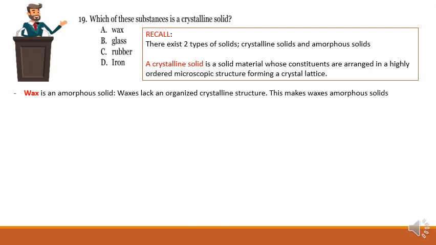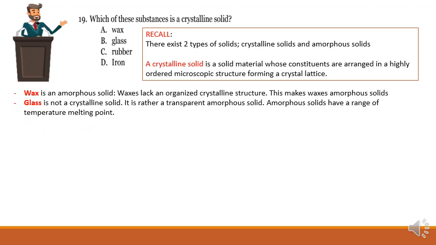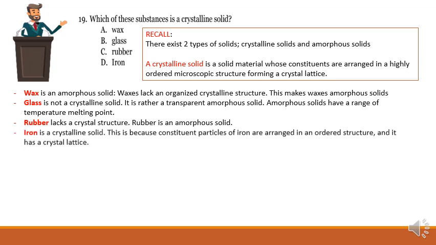Wax is an amorphous solid, so it is not crystalline. Waxes lack an organized crystalline structure, and this makes waxes amorphous solids. B, glass. Glass is not a crystalline solid. It is rather a transparent amorphous solid. Amorphous solids have a range of melting temperatures. Rubber also lacks a crystal structure, and this makes rubber an amorphous solid. And then iron is a crystalline solid. This is because the constituent particles of iron are arranged in an ordered structure and it has a crystal lattice. So our answer is D.